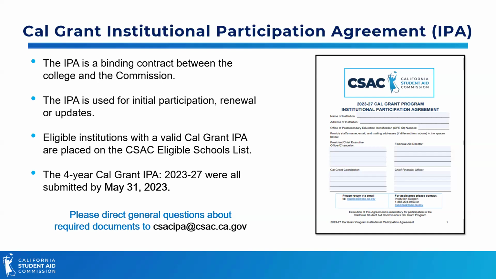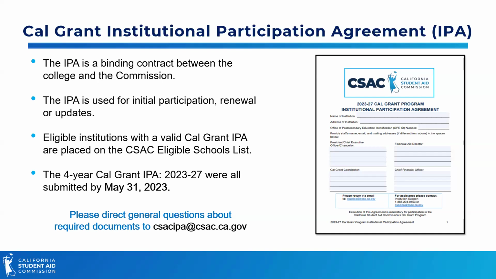But again, it is for the period of 2023 through 2027. And this particular IPA is going to end on June 30th of 2027. Now, if you have questions about your IPA or any of the required documents, we actually have an IPA team that can assist you. So you'll want to submit your questions through email to csacipa@csac.ca.gov.